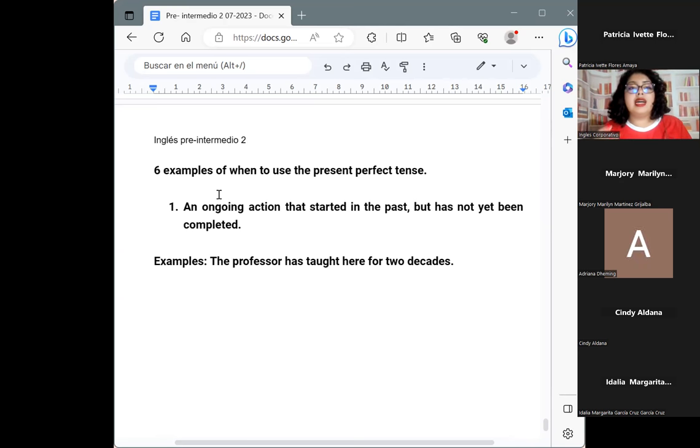So in that case, it's an action that started in the past, but has not yet been completed, because maybe you are going to continue working in that place for a couple of years. So in that case, it's an ongoing action.